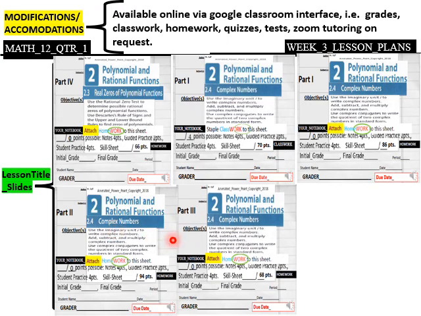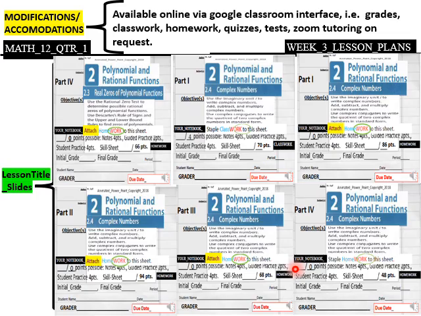And then 2.4 part 3 homework, we got 68 points of homework for part 3. And then part 4, 2.4 complex numbers, part 4 homework, we got 48 points of homework for part 4 of 2.4 complex numbers.